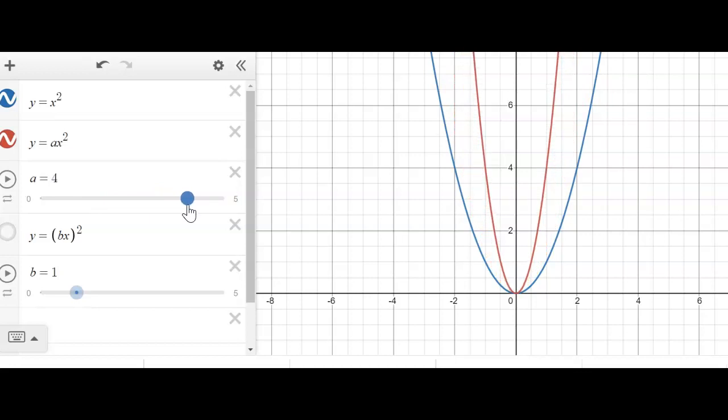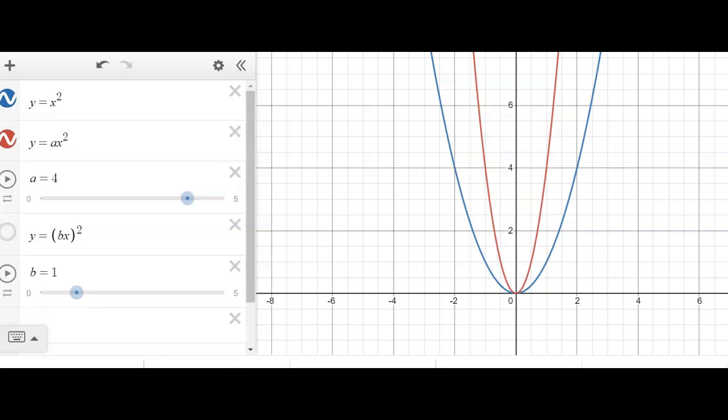all right, there we are. Okay, so the blue graph is our original graph, y equals x squared. And then we've dilated by a factor of 4 from the x-axis. So it's kind of stretched. All right, it's become narrower. So that's the red graph.